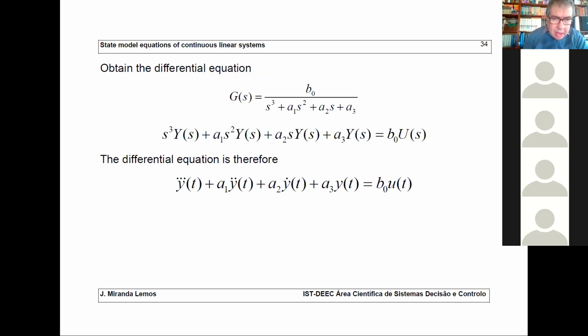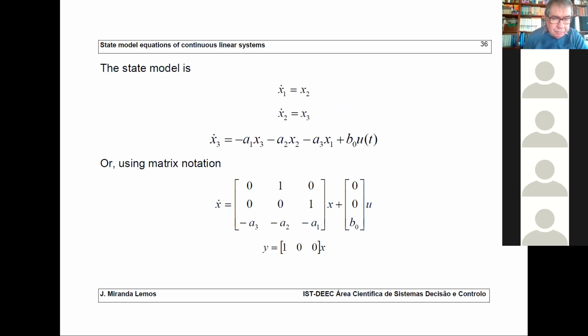Now, look here again. If you had a polynomial, not just a constant here, say b0 plus b1 s, then you would have b1 s u, and you would have here b1 y dot. But y dot does not appear in the state model. Okay? So when you have zeros, you cannot apply this technique. So let's see what happens when you have zeros.